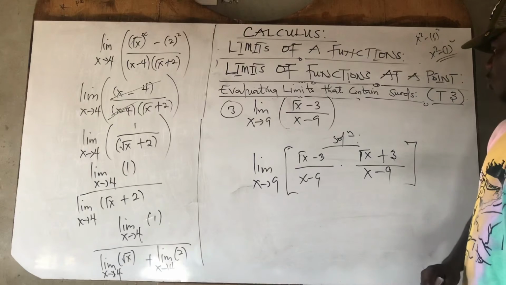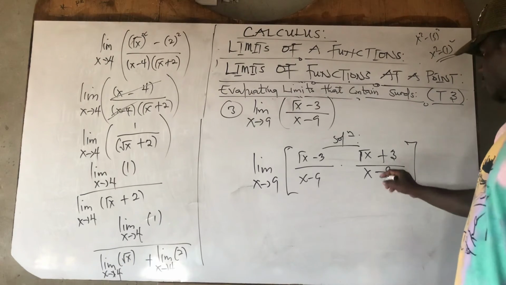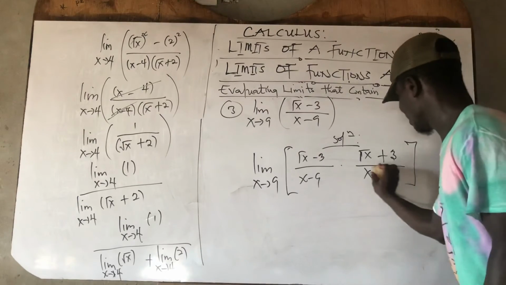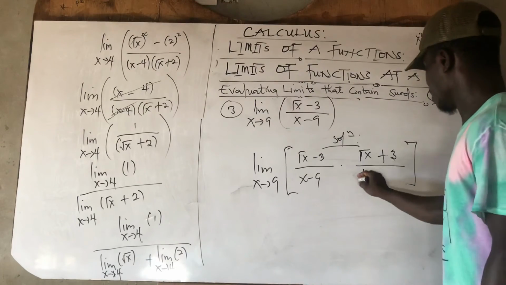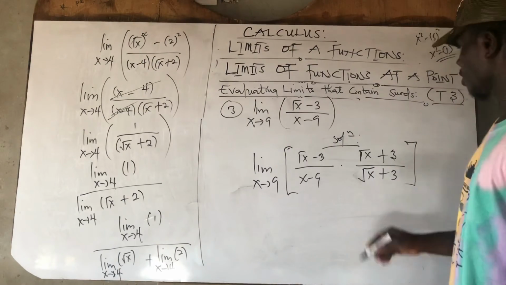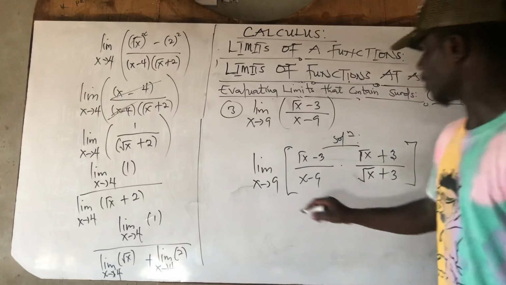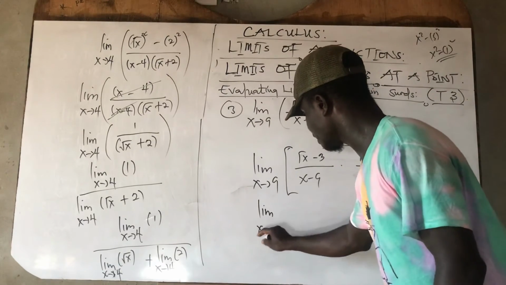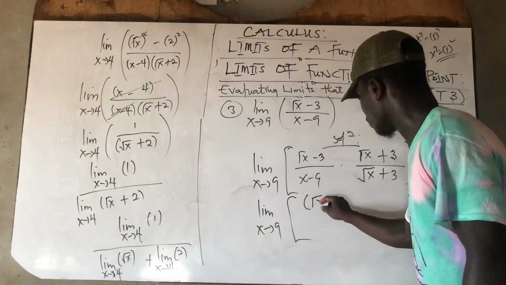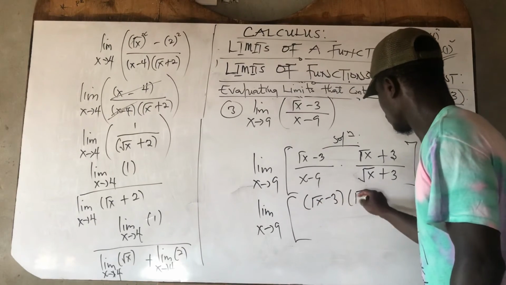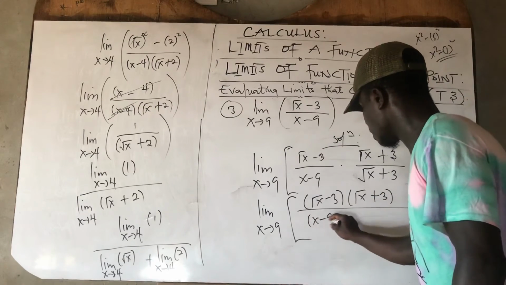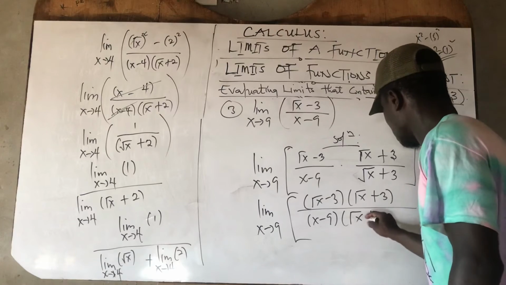So now, what do we do? Look at what I'm doing here. I have square root of x plus 3, on the numerator and the denominator here. So now, we can see that the limit as x approaches 9 of this one we multiply, which is square root of x minus 3 times square root of x plus 3 all on x minus 9 times square root of x plus 3.